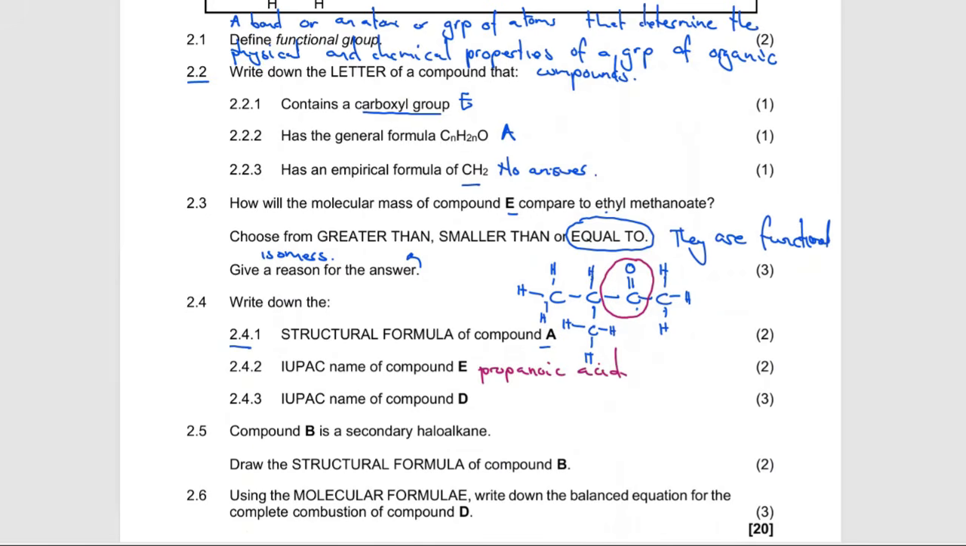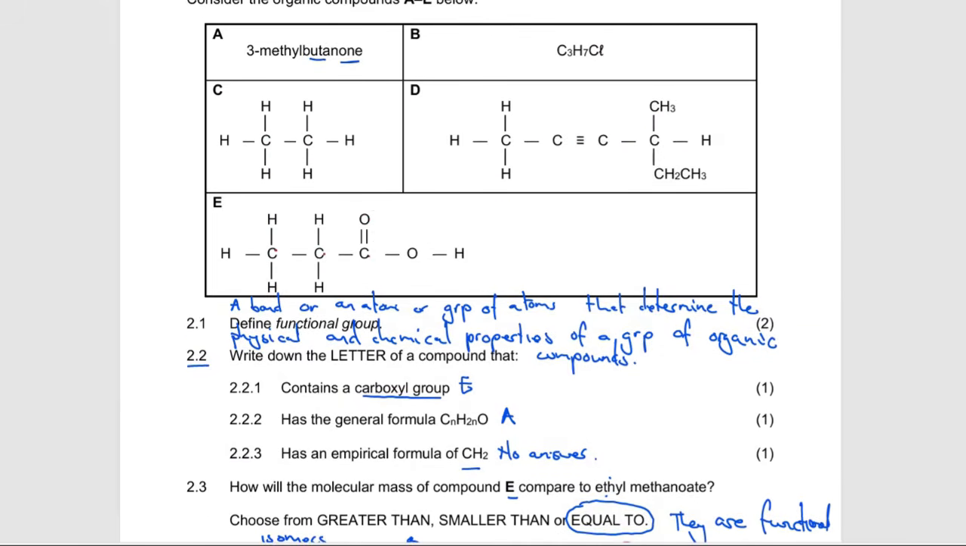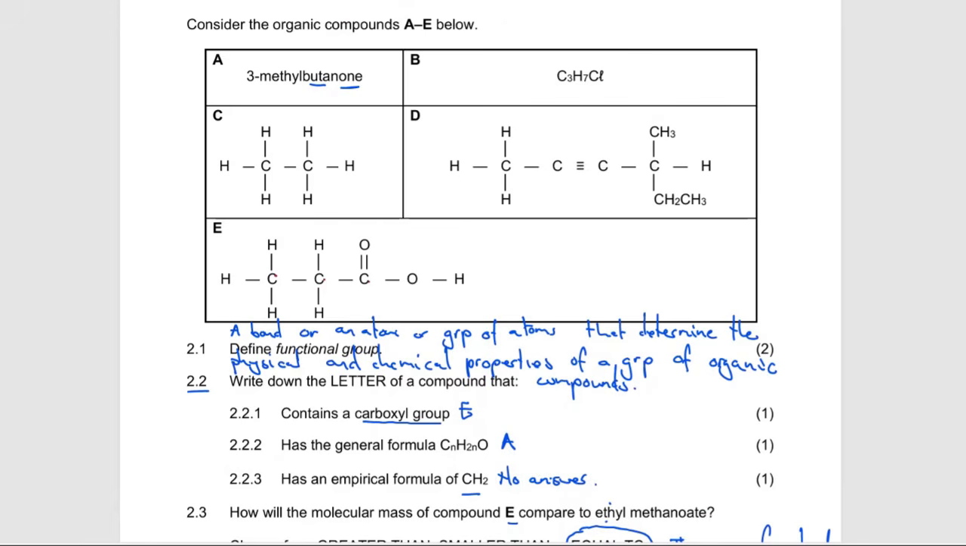Then moving on to 2.4.3. It says the IUPAC name of compound D. So we're looking also for the IUPAC name of compound D. If we look at this one, we can see there's a triple bond, so we're formulating an alkyne, right? We are supposed to count the number of carbons. If I write from left to right, it's 1, 2, 3, 4, 5 and 6, right? So the longest chain is 6 carbons.